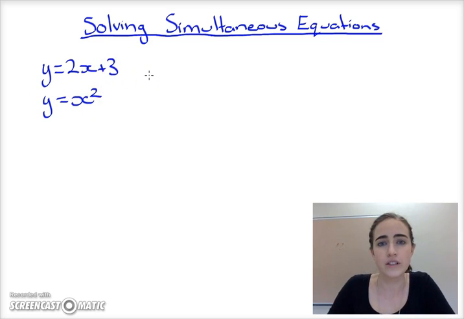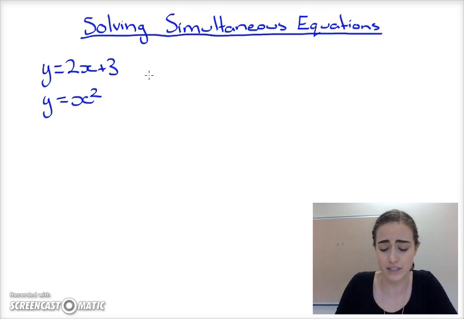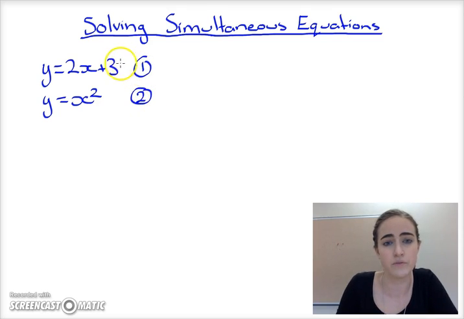Now, when we were solving simultaneous equations before, we had two options. We could either do it by substitution or elimination. When one of them is non-linear, substitution is almost always easier, so we'll go with that. The first thing you need to remember to do is number our equations. So we'll call it equation 1 and equation 2.